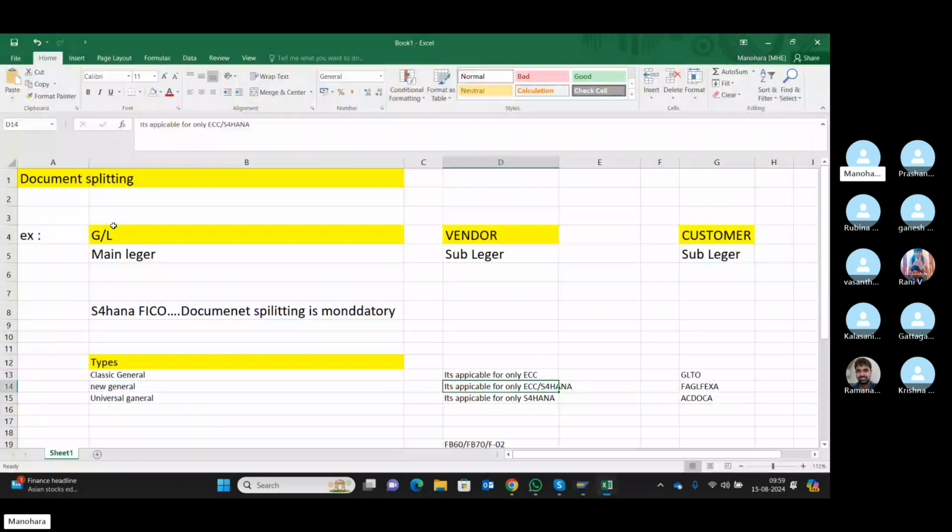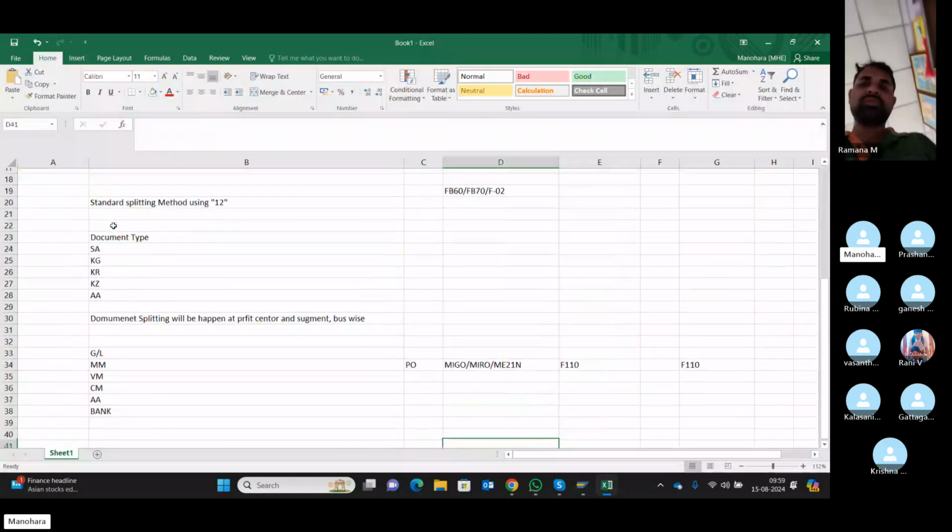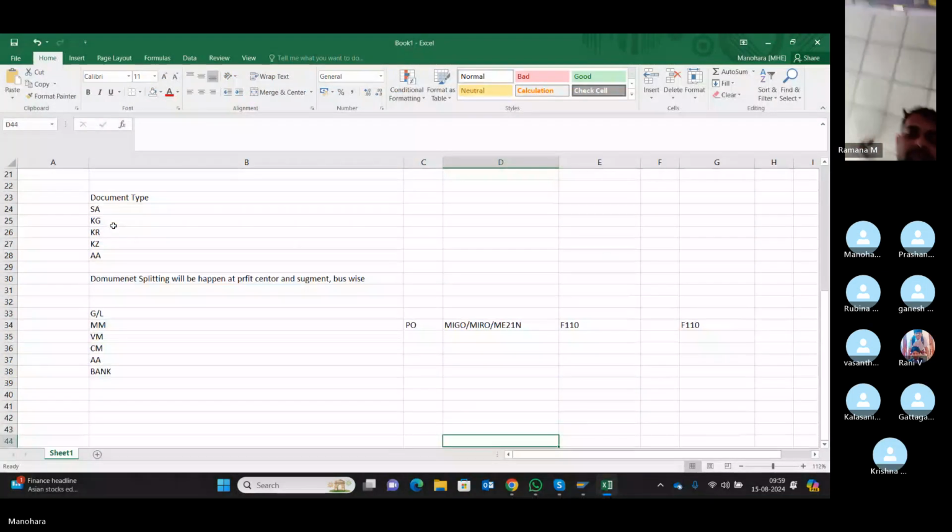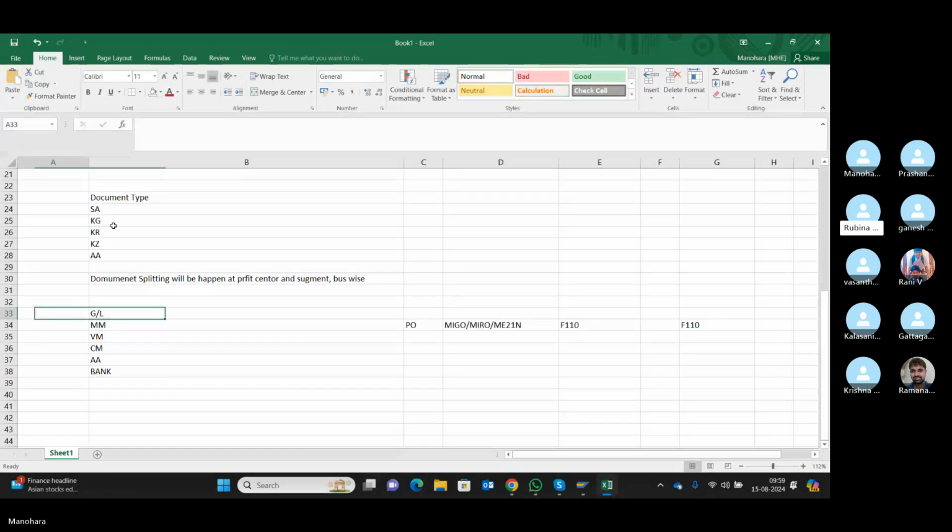Okay. Is there anything else? Here you said that GL is the main ledger and vendors and customers are the subledger. How can we differentiate that? Can you please explain? One minute.